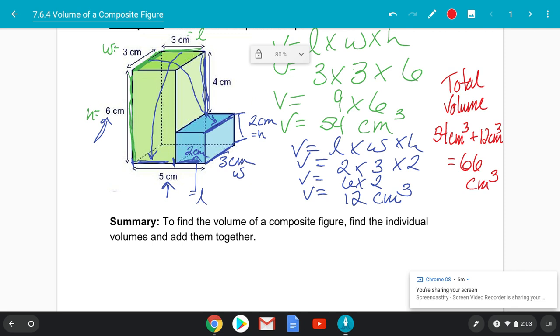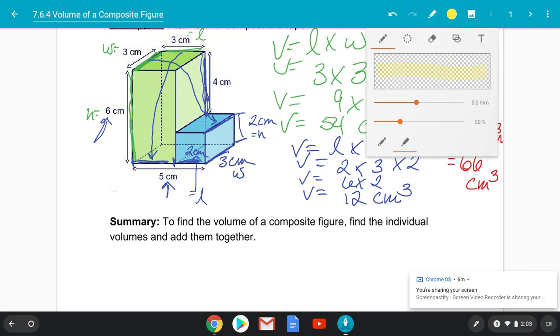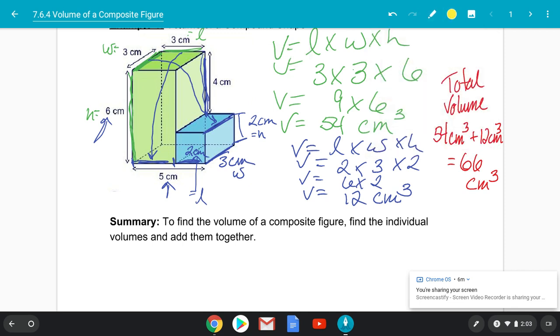To summarize this, down at the bottom here we've got a nice little summary that to find the volume of a composite figure, we're going to find the individual volumes and then add them together. That's exactly what we just did in the red: we took those two pieces, the green box and the blue box, and we added those together to get the total composite volume.